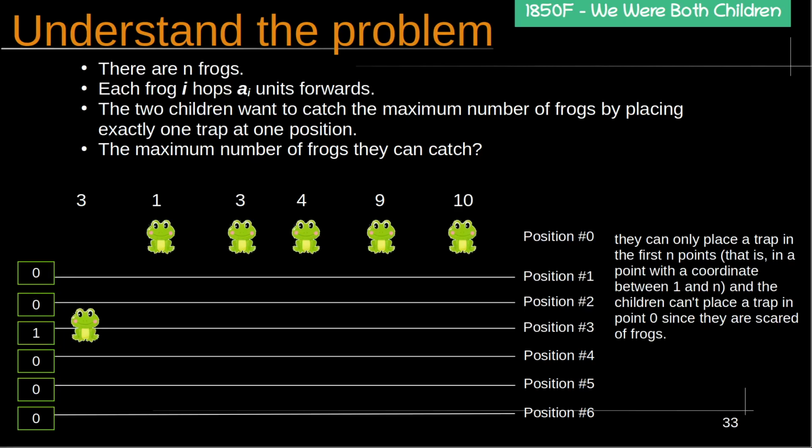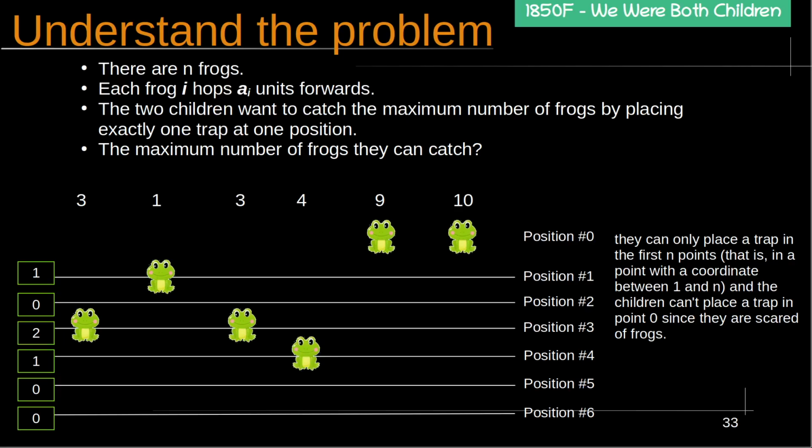hops 3 units forward. So at position 3 we can catch that frog. Frog number 2, sorry, just 1 unit forward. So at position 1 we can catch that frog, if we put the trap at position 1. Same for frog number 3. It hops 3 units forward. So at position number 3 now we have 2 frogs.